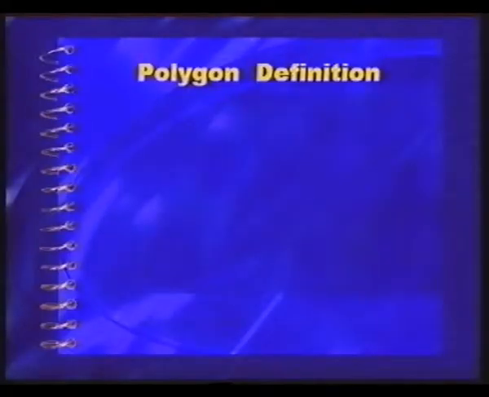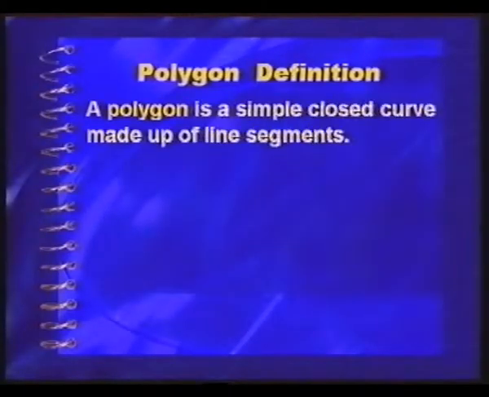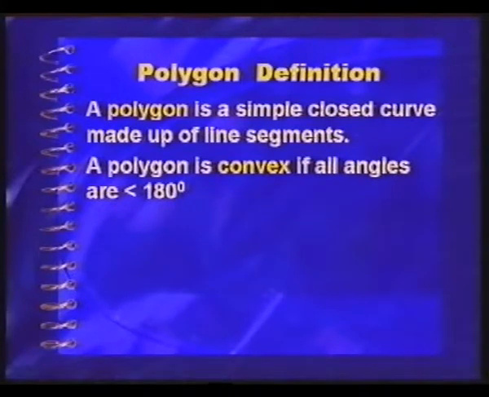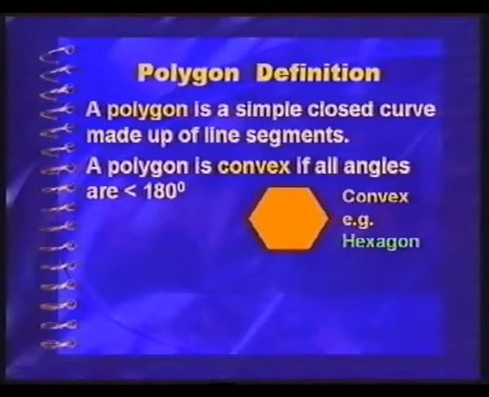Let's first of all look at the definition of a polygon. Now it's a simple closed curve that's made up of line segments. It has to be straight line segments, but there are different types. There is a convex one, and in a convex one every angle is less than 180 degrees. For instance, a hexagon. Now that particular shape occurs a lot in nature. Think of beehives, for instance.